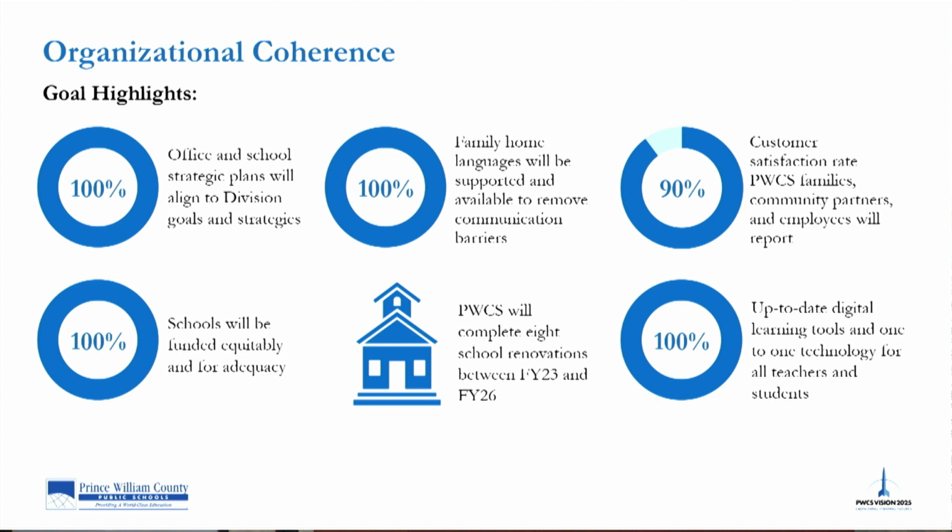Goals for this commitment include developing a funding formula that funds our schools not just for equity, but also for adequacy, which means making sure no matter how many students are enrolled in a school, whether it's a small school or a large school, they have the funding needed to provide a high-quality educational program that meets the needs of every single learner. We will complete 8 school renovations, as you heard in the capital improvement plan presentation, between fiscal year 23 and 26, and remain current with technological advances as it relates to devices and tools in 100% of our schools.